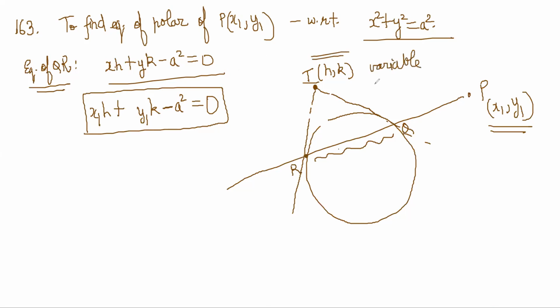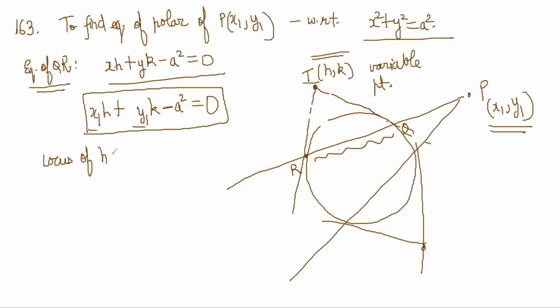Now if hk was my variable point, hk could move depending on which chord has been chosen. Then x1 and y1 are fixed. So this is the locus of hk, right? And the locus of hk has turned out to be a straight line.